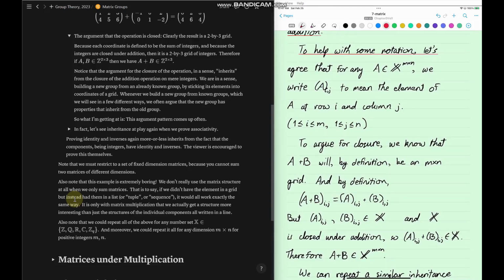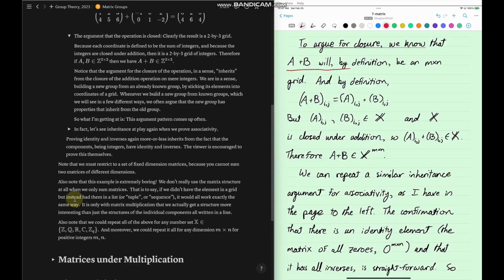To help with some notation, let's agree that for any matrix A, we write A in parens with subscript i, j to mean the element of A at row i, column j, with i going between 1 and m, of course an integer, and j between 1 and n, again an integer.